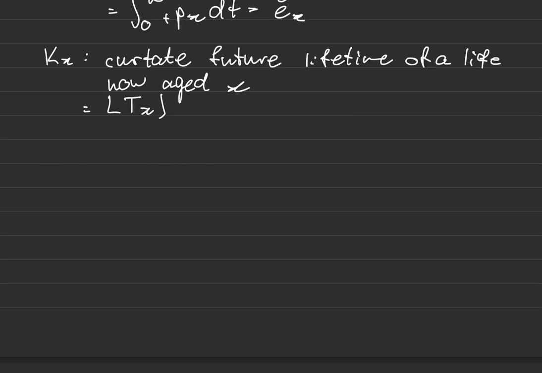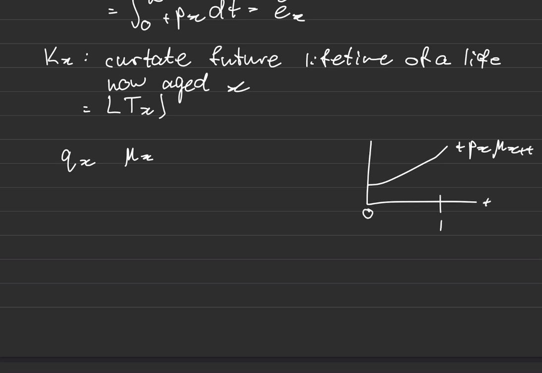Okay, so if I want to compare qx and mu x, I want to know which one's greater. What I have to know is whether the probability density function of the complete future lifetime of a life aged x is increasing or decreasing. So I'll explain what I mean. Let's say this is the PDF. So this is tpx mu x plus t. This is my t axis, and this is time 0 and this is time 1.